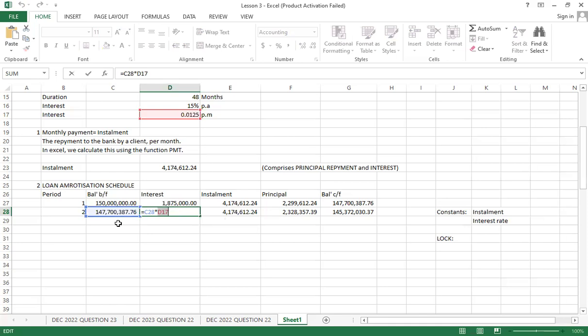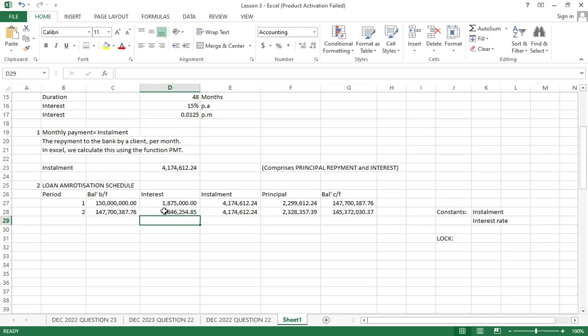So what I need to lock is this cell D what? D17. Opening balance, don't lock that. The opening balance changes. What does not change is this one cell, D17. So I lock it by again putting the $ sign before D and again putting the $ sign after D. Then I press enter.